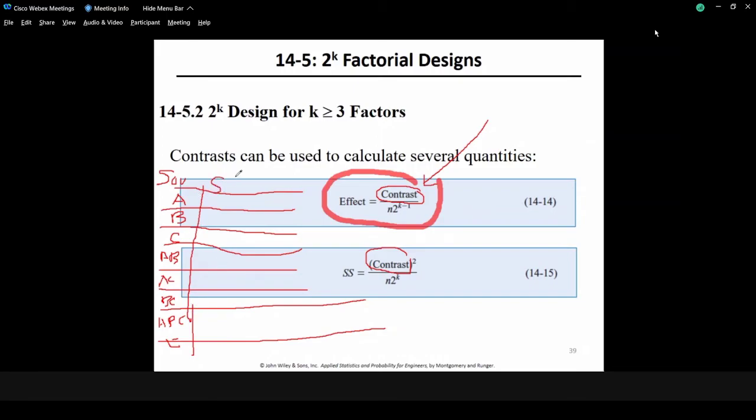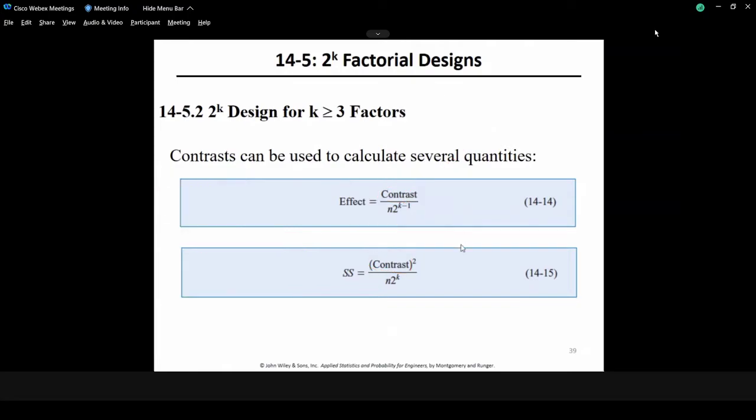That's why you need the sum of squares here. So that's why you need to know SS, to get all these sums of squares of A, B, C. A means the contrast of A, contrast of B, contrast of C, and the number of replicates K is 3.